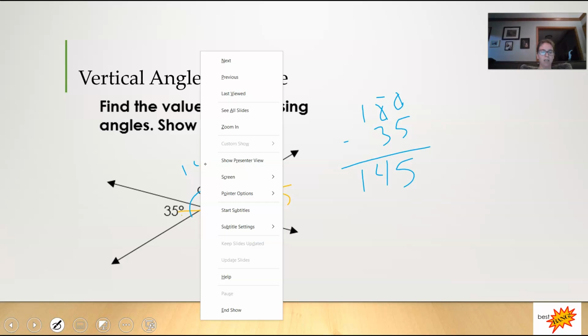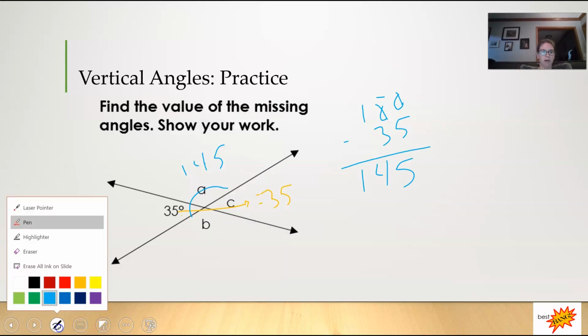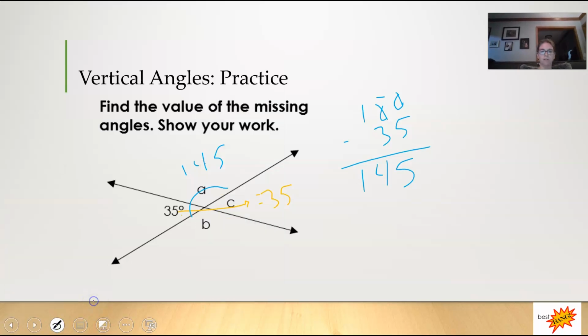Now, again, using what we know about vertical angles, we would then know if A is 145, then B must be 145. Hopefully you got those three angles correct. If not, take a minute, figure out what you did wrong, and make your corrections in your notes.